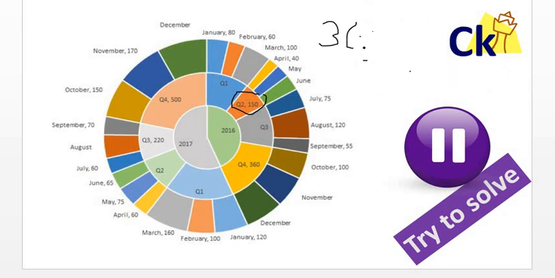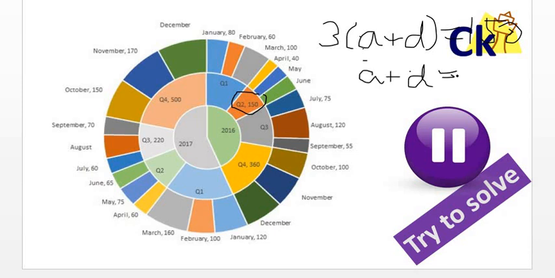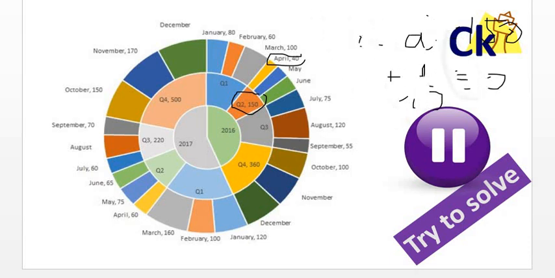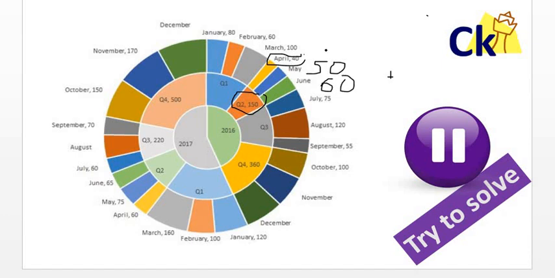So we know that 3 times A plus D equals 150. So your A plus D is nothing but 50. And we know that A is 40 because this is the first term of an AP. That means D comes out to be 10. Now from here we can get the value for May and June. So your May would be 50 and your June would be 60. So your common difference is 10. 40 plus 10, 50. Okay.